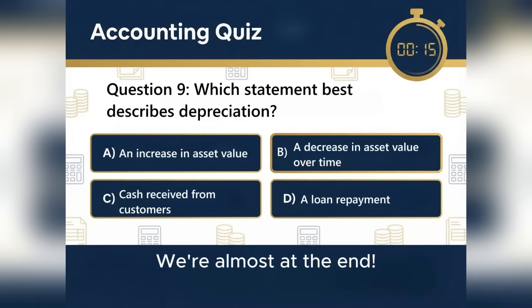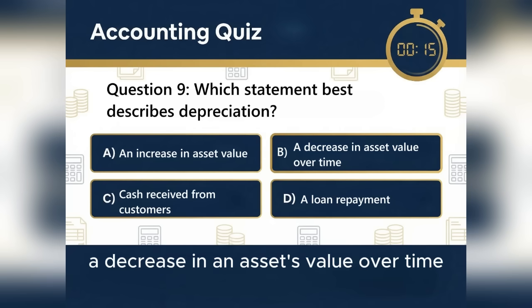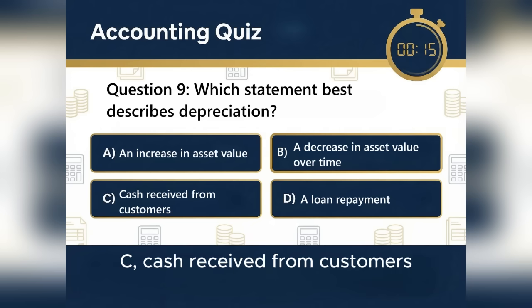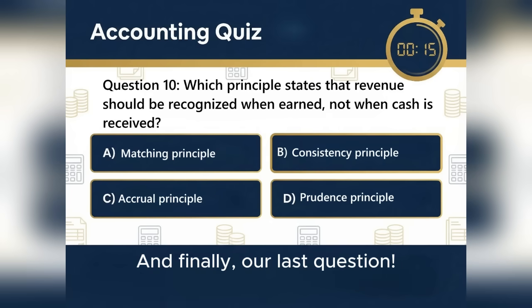We're almost at the end. Question 9. Which of these statements best describes the concept of depreciation? Is it A, an increase in an asset's value, B, a decrease in an asset's value over time, C, cash received from customers, or D, a loan repayment? And the answer is B. Depreciation is the accounting method used to allocate the cost of a tangible asset over its useful life, reflecting its decrease in value.